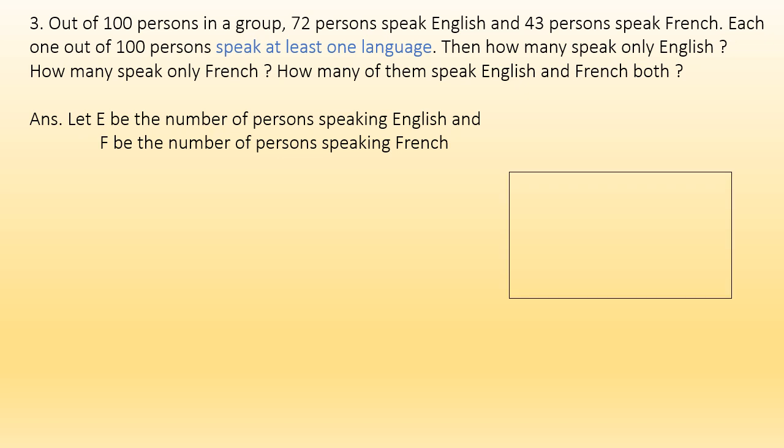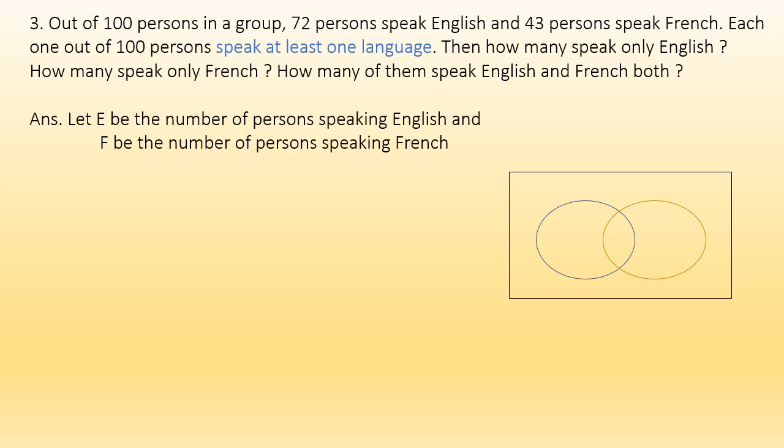Now we have to draw the Venn diagram. Let's see the Venn diagram. This rectangle appears on the screen. This represents universal set, that is all persons. And after this circle represents the first set of people, that is the people who speak English. Now second circle which appears, these are the people speaking French. Now both circles together, when we take, it becomes the union of two sets.